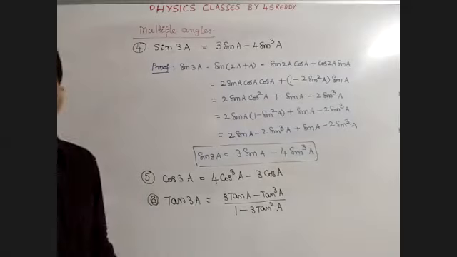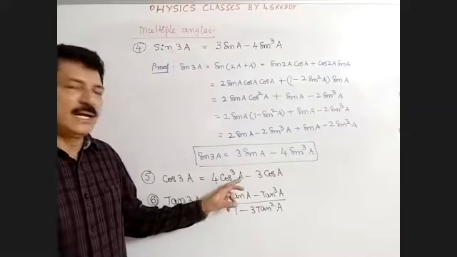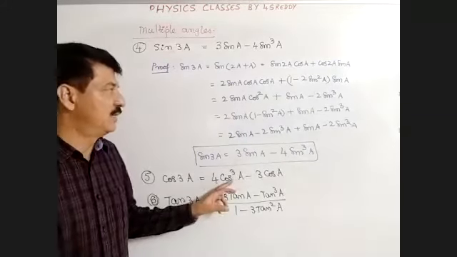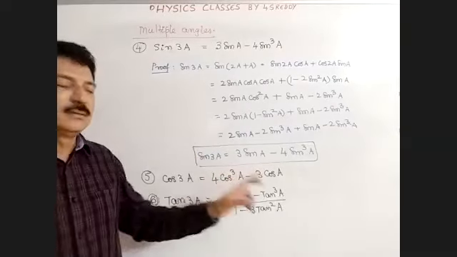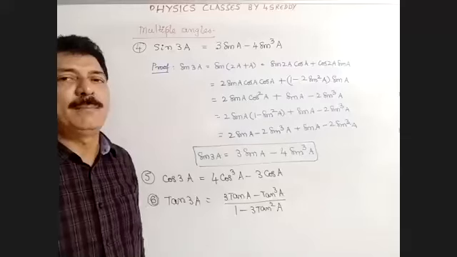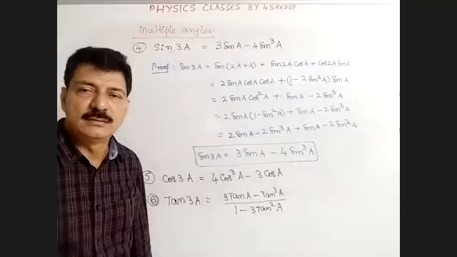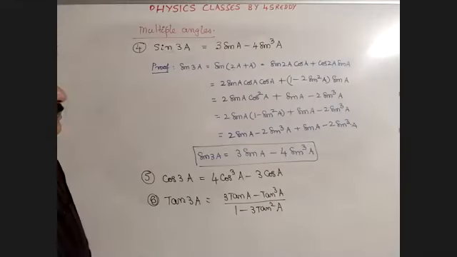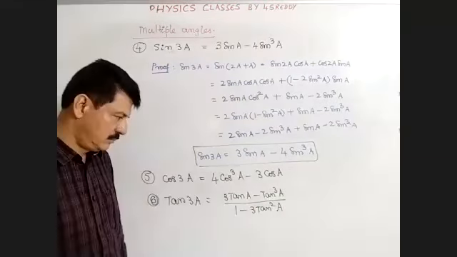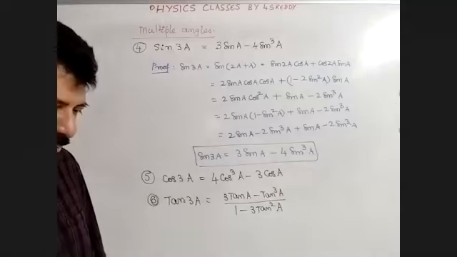Are you able to follow? Your homework is to find how you get this using this method: cos of 2A plus A. Similarly, tan of 2A plus A. Can you do it?